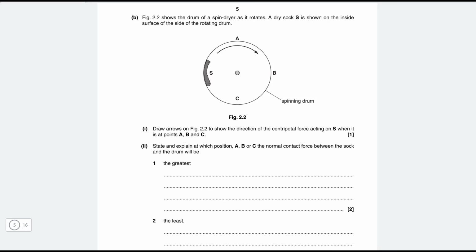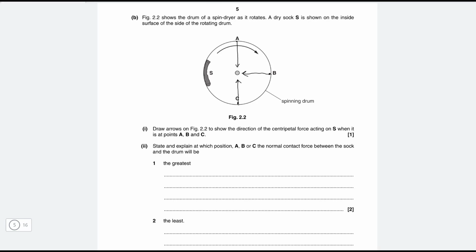Okay, first off, just a little note that you should be drawing this with a ruler in the real exam. I don't have a ruler for my digital whiteboard, so let's draw this. Now, in each of those points, the centripetal force will be acting towards the center. So at point A, we're going to have a centripetal force acting towards the center. At point B, we're going to have a centripetal force acting towards the center. At point C, we're going to have a centripetal force acting towards the center.